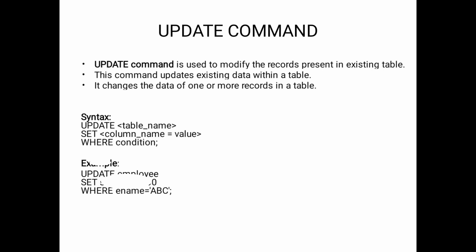We'll see one example. I need to update the salary of one person with the name ABC to 20,000 rupees. So UPDATE employee, where the table name is employee, SET salary, the column name, equal to 20,000, WHERE ename, the particular name, because we need to identify the person whose salary we need to change. So WHERE ename equal to ABC. If a person has the name ABC, that person's salary should be 20,000. That is what we are updating here.